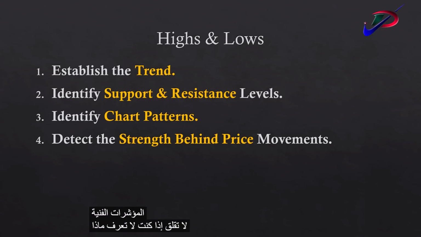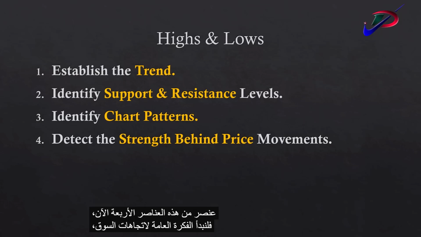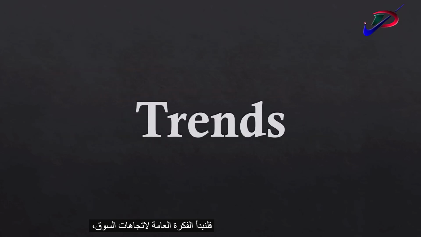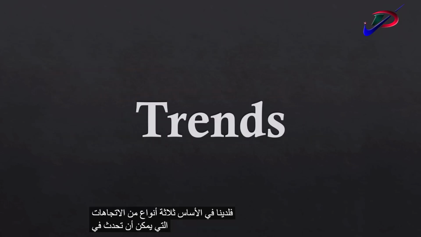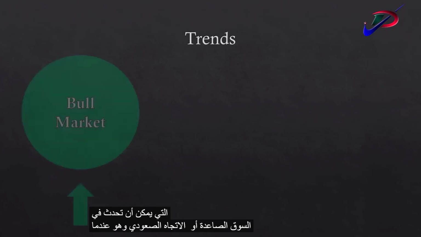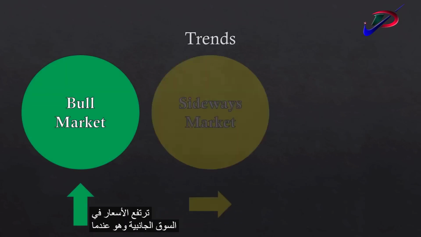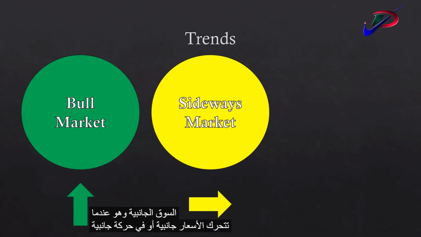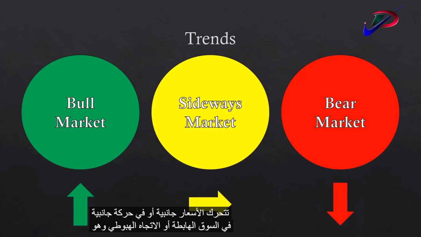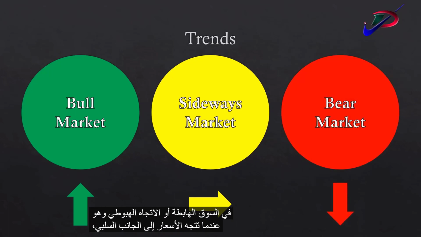Don't worry if you don't know what all of this means, because we'll talk about each one of these 4 elements right now. Let's begin with the overall idea of market trends. We have basically 3 types of trends that can happen. The bull market or uptrend, which is when prices are going up. The sideways market, which is when prices are moving sideways or in lateral motion. And the bear market or downtrend, which is when prices are going to the downside.